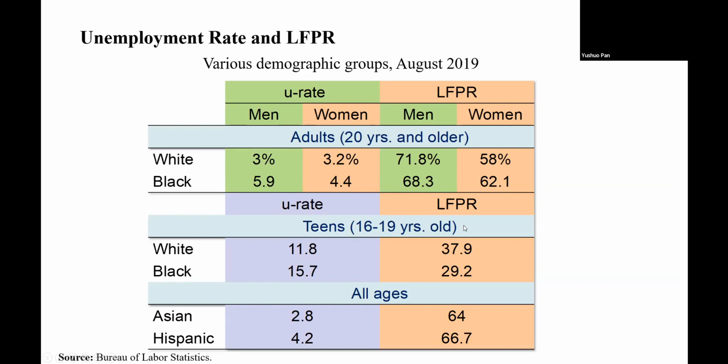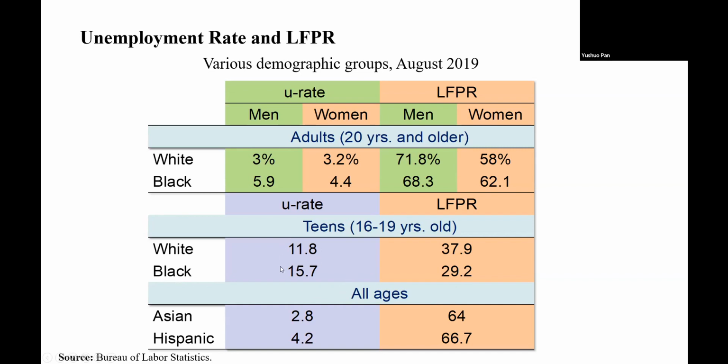How about the teenagers? First of all, we can see that for the labor force participation rate, only one third of them, no matter white or black, for teenagers between 16 and 19 years old, want to find a job, which means most teenagers do not want to work at all. Only one third of them are looking for a job or already in the job market.